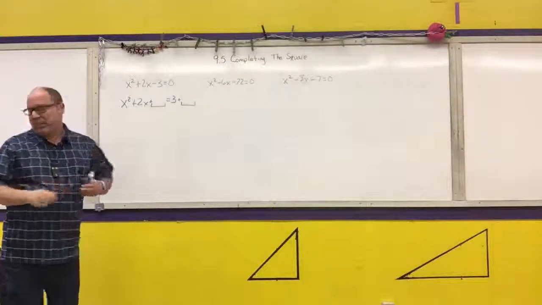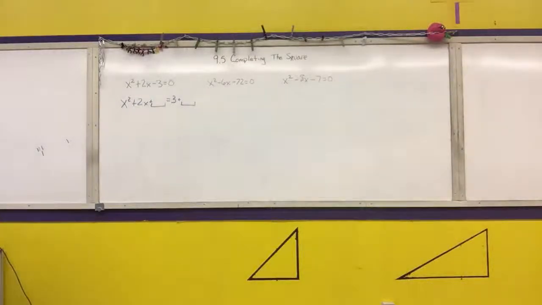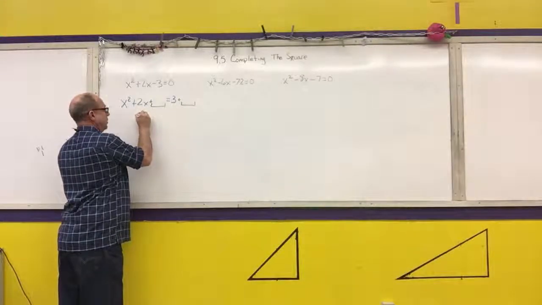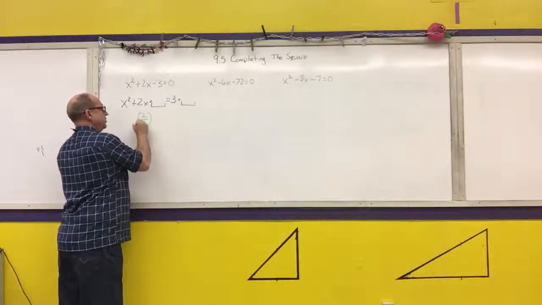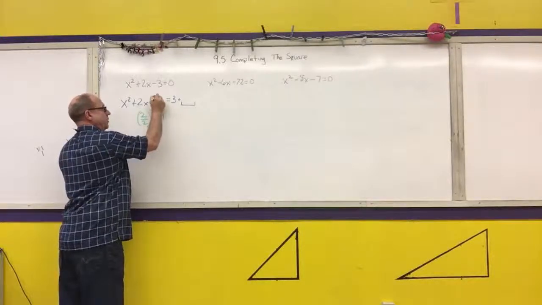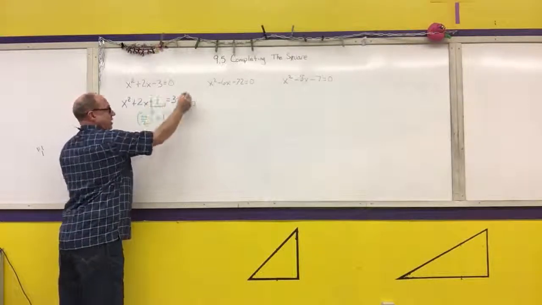Okay, and this takes us back to the last set of examples where I need to take half of that number and square it. Well, 2 over 2 is 1. 1 squared is 1. If I add 1 here, I'm going to add 1 there.